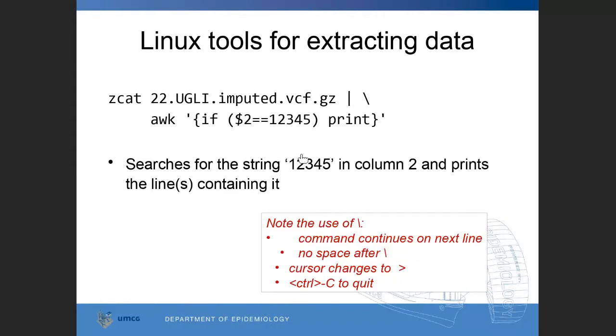Alternatively, if you want to search for this in a particular column, so let's say in column 2, which is for the position, then you can do it with an awk command, saying if column 2 is equal to 12345, then print the outcome. Then it will print all the lines that have 12345 in column 2, which means that the whole word has to be 12345.